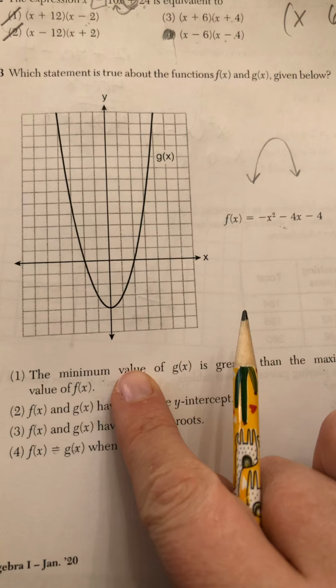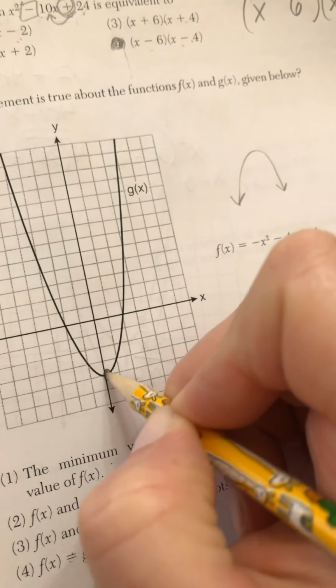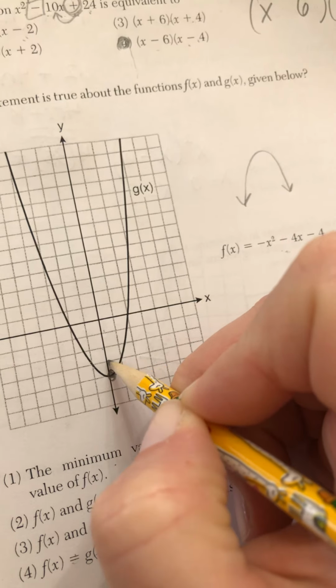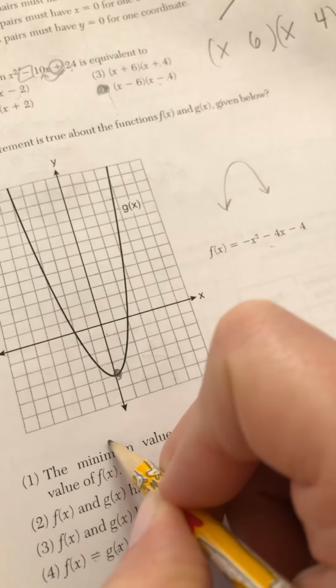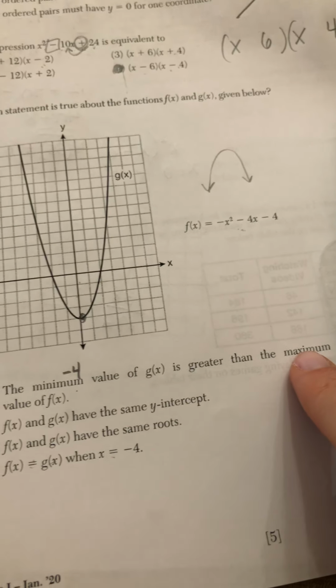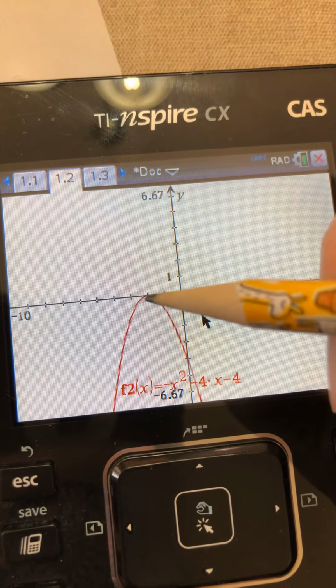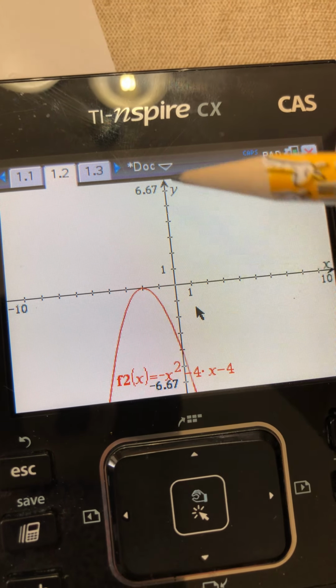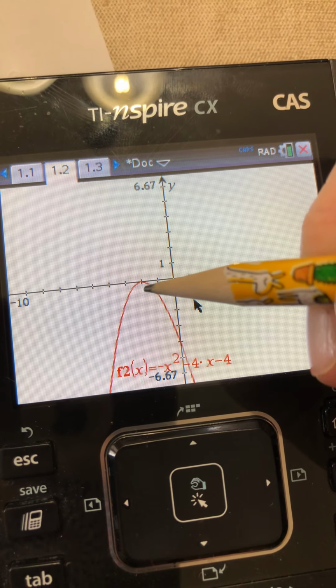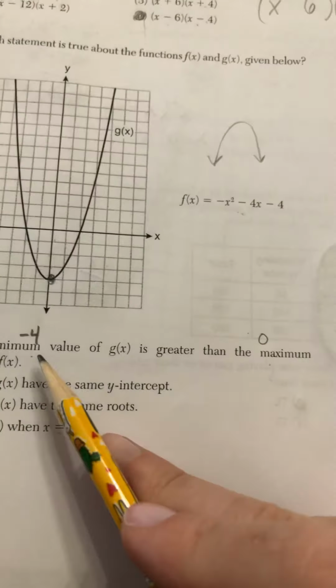The minimum value of g of x. Well, the minimum is right here, -1, -2, -3, -4. So the minimum is -4. Is greater than the maximum. Okay, let's look at the maximum. Oh, the highest it hits on this axis right here is 0. Well, is -4 greater than 0? No.